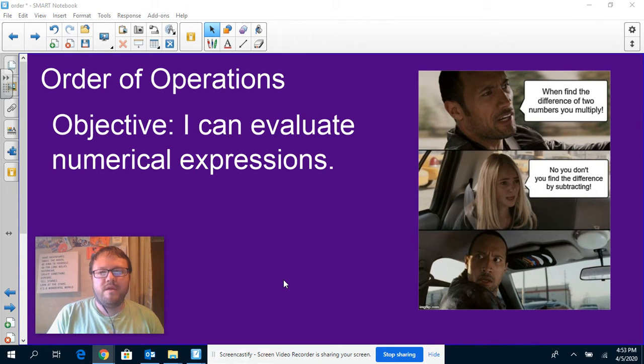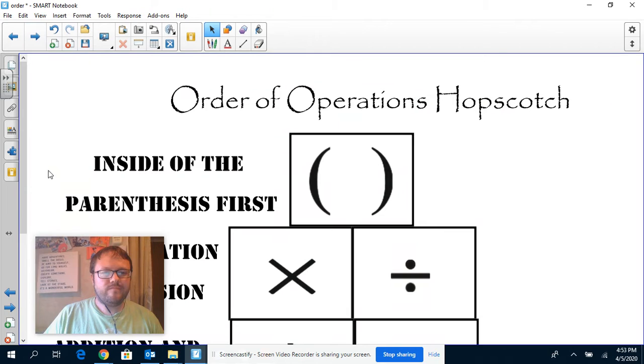So if you look at the meme, you have The Rock saying, you find the difference when you multiply two numbers. That poor girl is like, no, you don't. You find the difference by subtracting. Shocker.